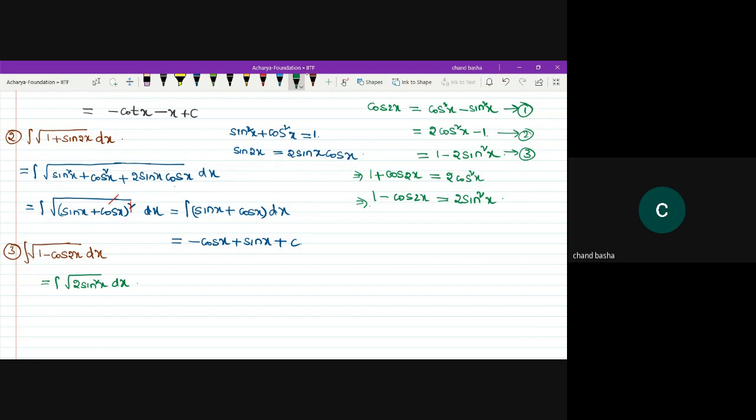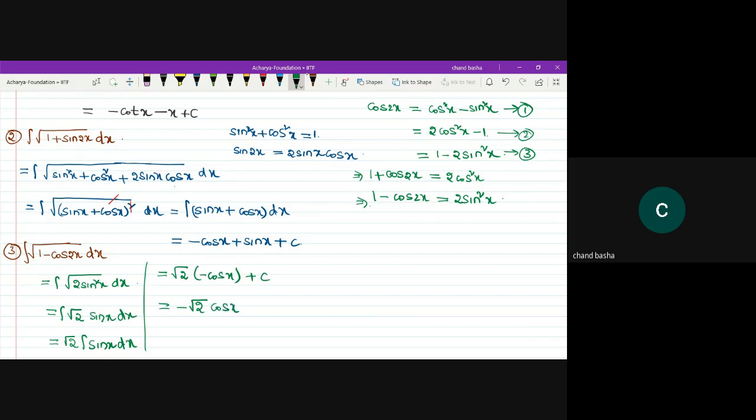Clear? Let us see. I can separate it. Root 2 will come outside, and square root of sine square x means only sine x. Square and then root will get cancelled for sine. Let us take root 2 outside because it is a constant. Integral sine x dx. Yes, Shashank, what is integral sine x? Minus cos x, sir. So it is minus cos x plus c. Your answer is minus root 2 cos x.